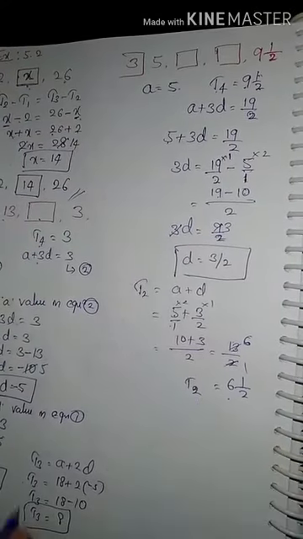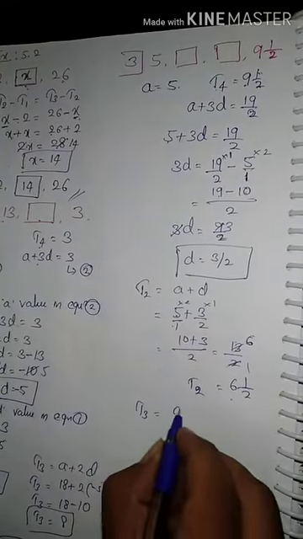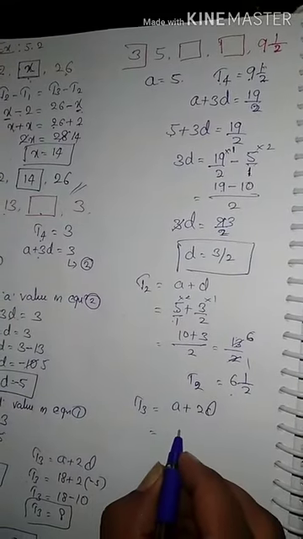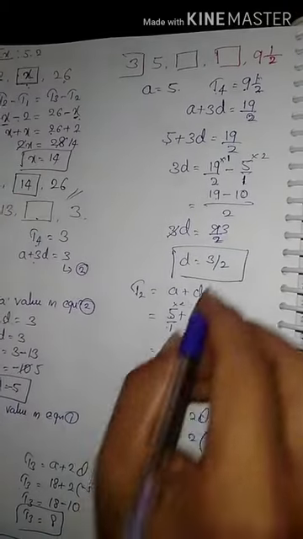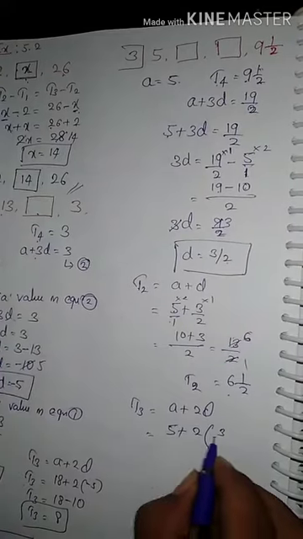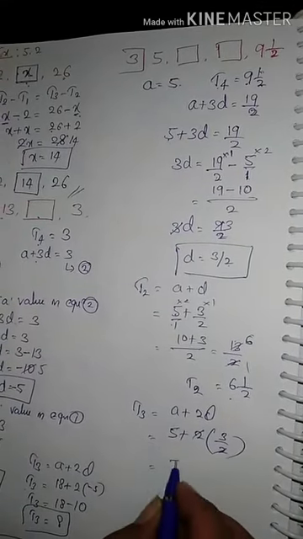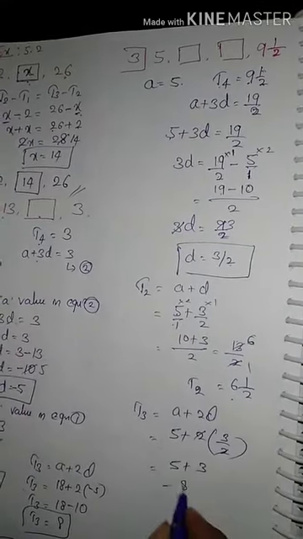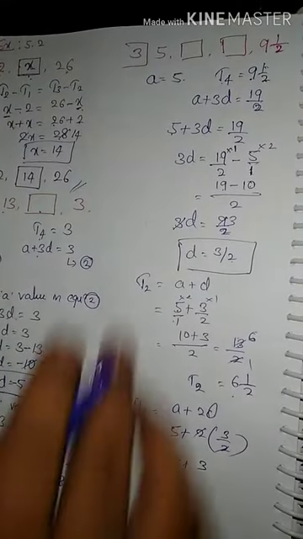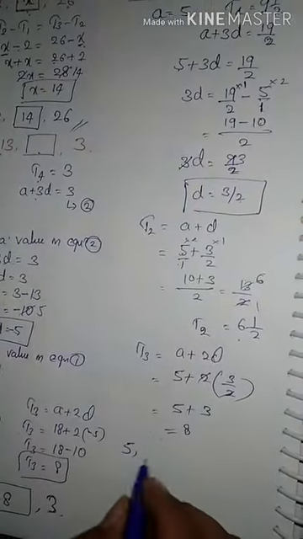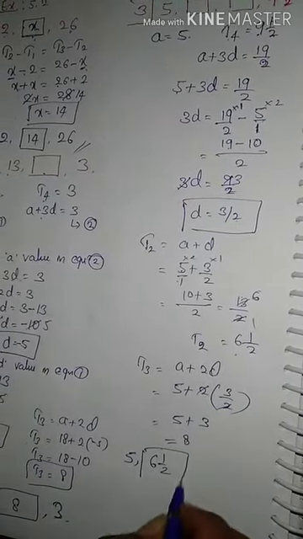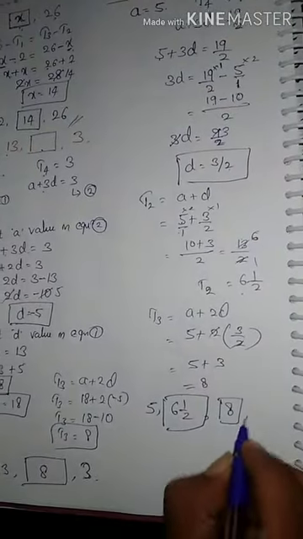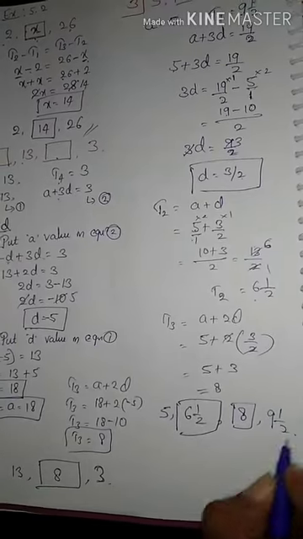This is the second term. And next, the third term, t3 is equal to a plus 2d. a is equal to 5, plus 2 into d. We know the d value is also 3 by 2, and the 2s cancel. 5 plus 3 is 8. Therefore the missing terms of this AP are 5, 6 whole 1 by 2, 8, and 9 whole 1 by 2.